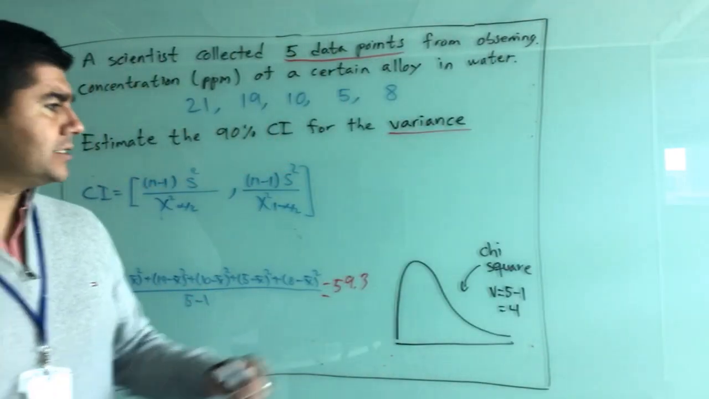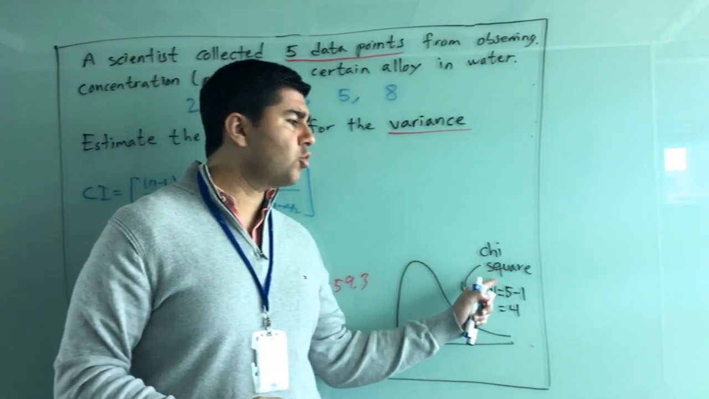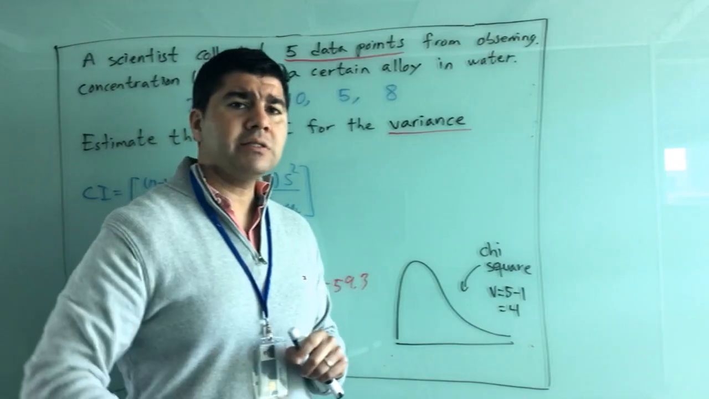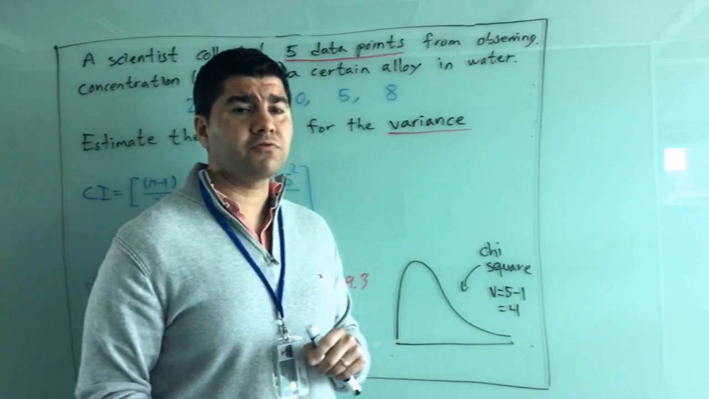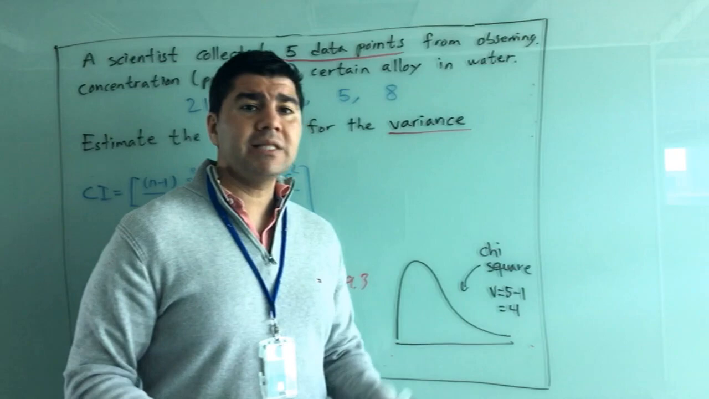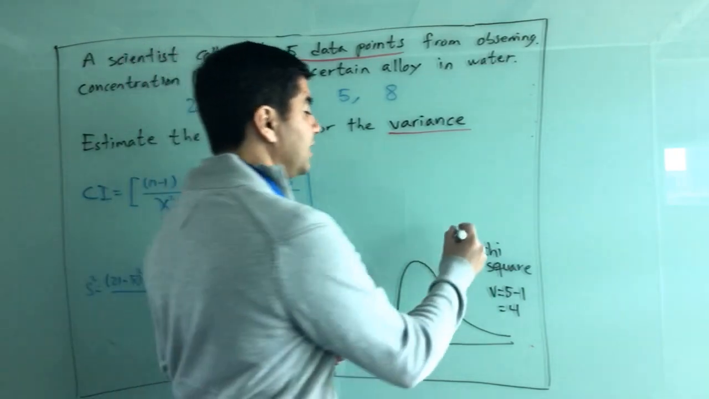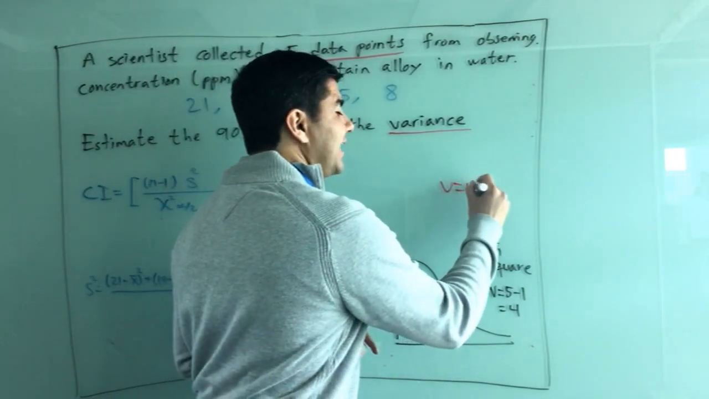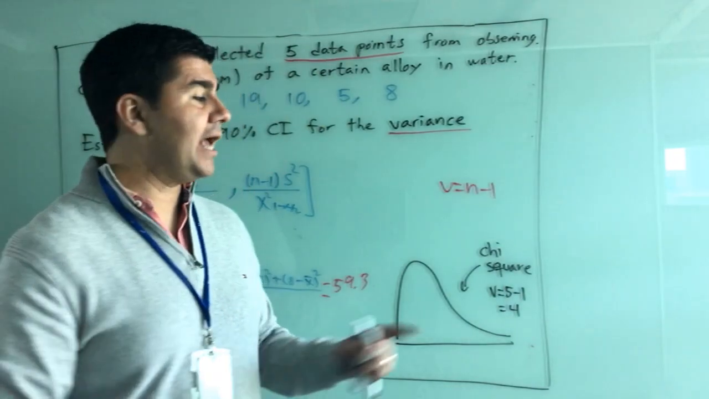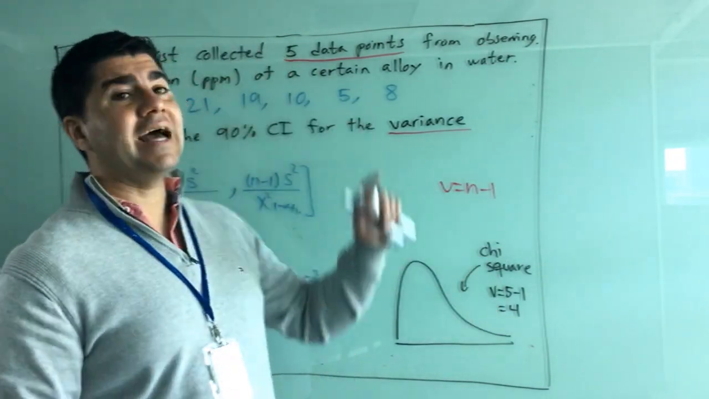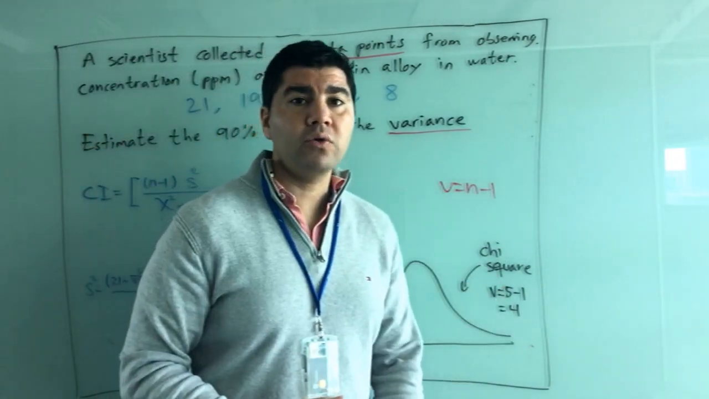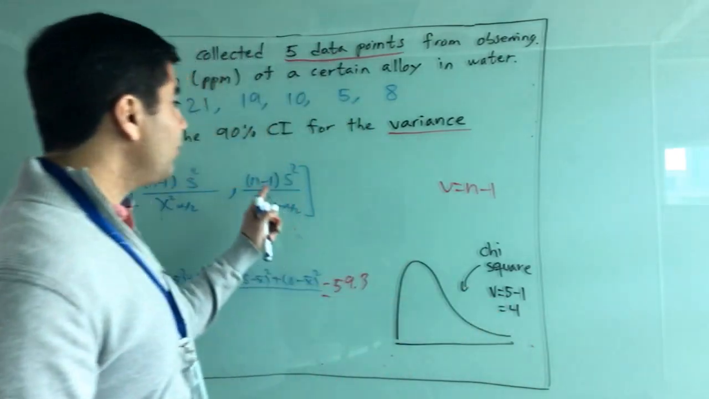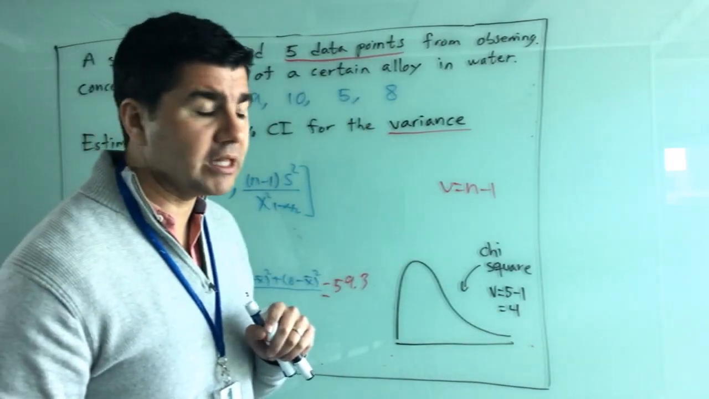Using PYQRS, you need to search for the chi-square distribution. It's going to require the degrees of freedom, or V. Let's remember that V always follows the same formula: V is n minus 1. So in this case, it is 5 data points minus 1, and we're going to have a 4, the same 4 that we have in this expression in the formula.